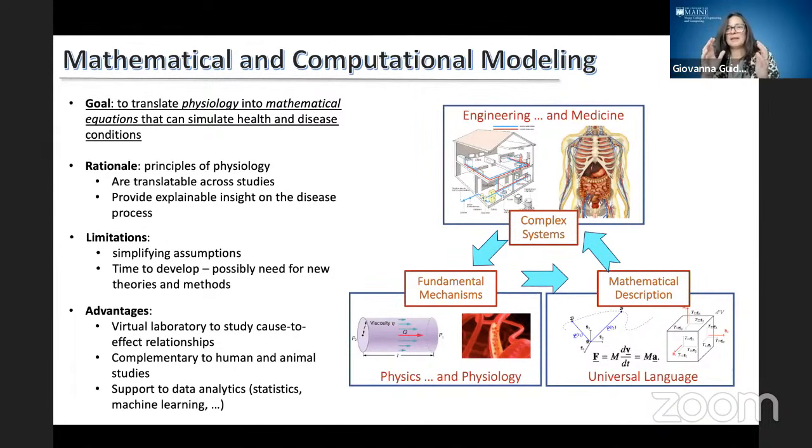So as we develop the models, what are the inputs and what are the outputs that we will be able to either draw from the data or compare the data with? And so really, I see this modeling effort as complementary to data analytics, being that we have statistics, machine learning, or other methods of artificial intelligence, as I will show you an example at the end.